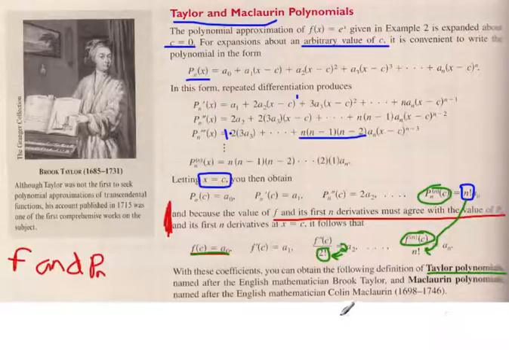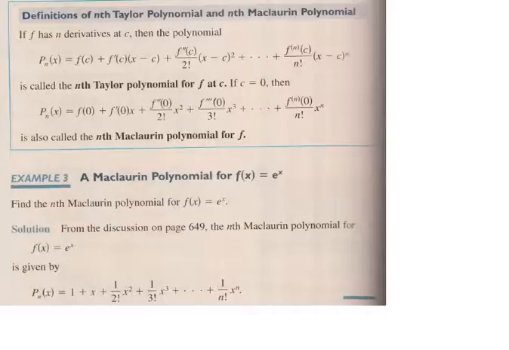If you do it at c equals 0, so you can see this was done a long time ago. It's crazy. But if you do it at c equals 0, that specific type of Taylor polynomial is called a Maclaurin polynomial, just in case you see that language used at some point later on. Okay, so here's the actual theorem. A Taylor polynomial centered at c looks like this.